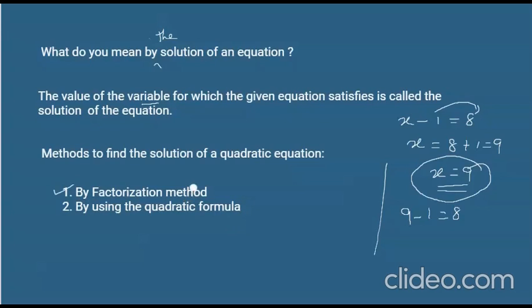So, you have already studied how you can factorize a given quadratic polynomial. When a quadratic polynomial is equal to a constant or is equal to 0, for example, the general form ax square plus bx plus c, this is a quadratic polynomial. If it's equal to 0, you can say it is a quadratic equation.